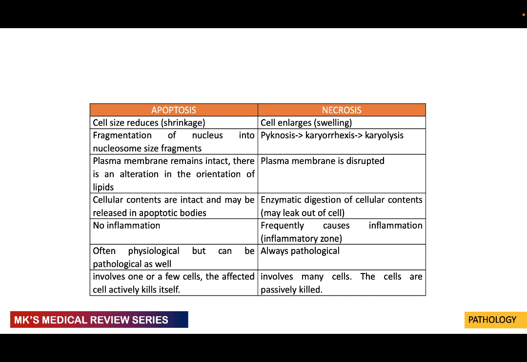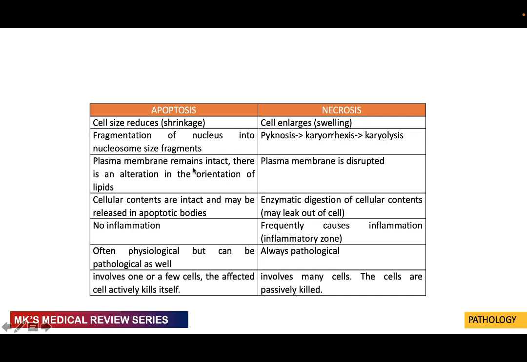In terms of the cell size, it usually shrinks with apoptosis. In necrosis, there's some cell injury, there's increased osmotic damage, so usually the cells are going to begin to swell in size. In apoptosis, there's fragmentation of the nucleus into nucleosome-sized fragments, and in necrosis, there's pycnosis, which is shrinking of the nucleus, then karyorrhexis and karyolysis of the nucleus.